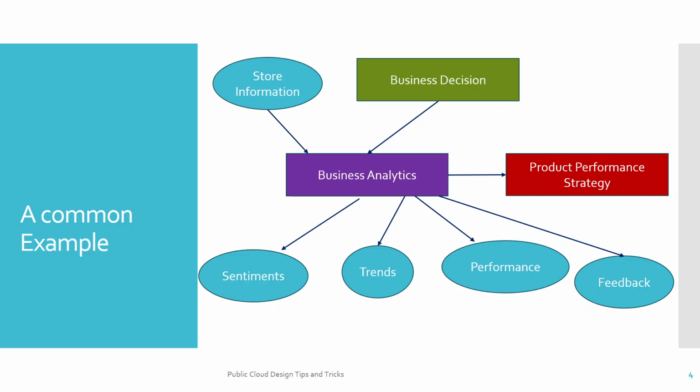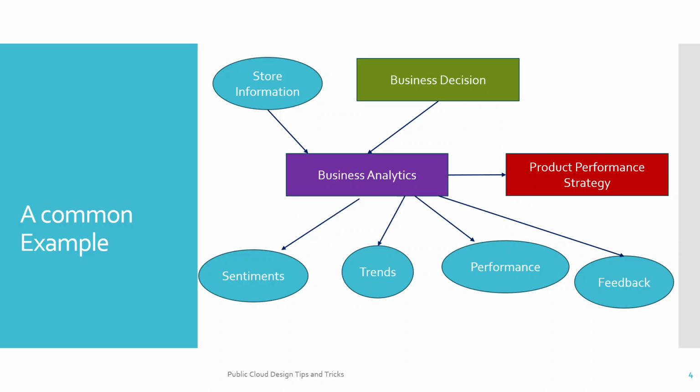Now, let's start with a very common example. The business problem here is you have to have a business analytics engine or business analytics platform that will help you make a business decision for a product performance strategy. Say, for example, it is required for a retail industry. So that's the problem statement.